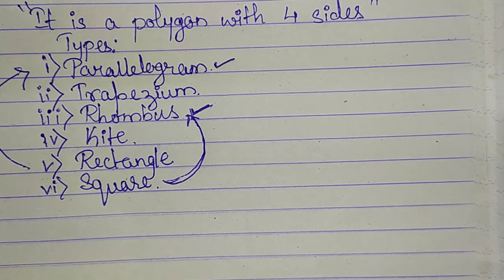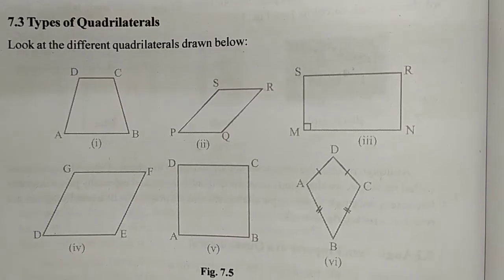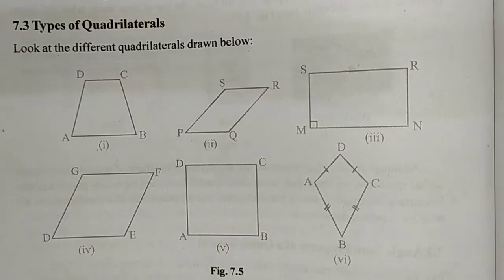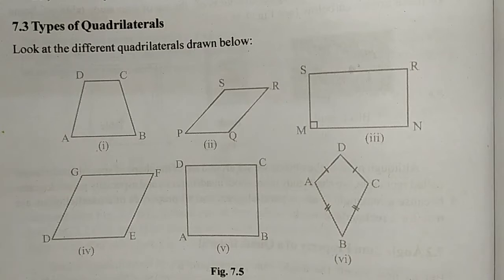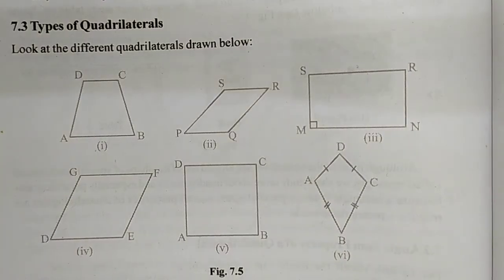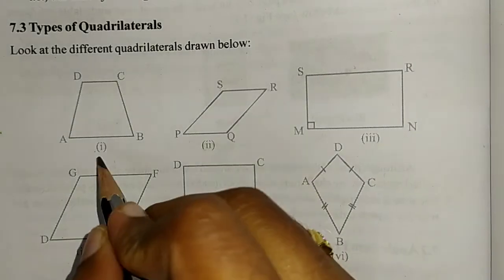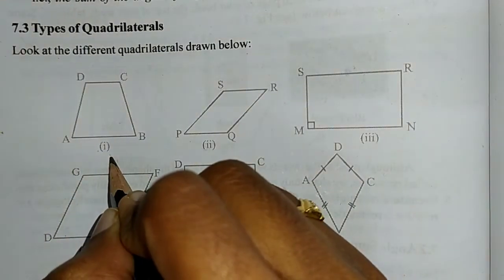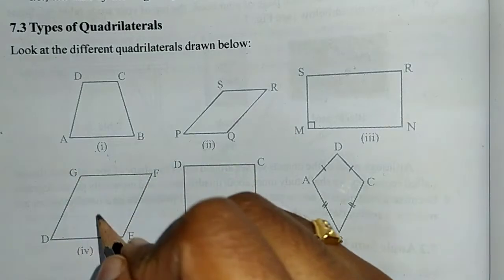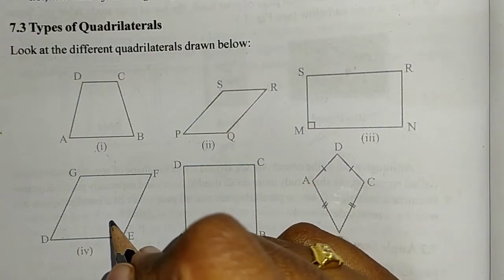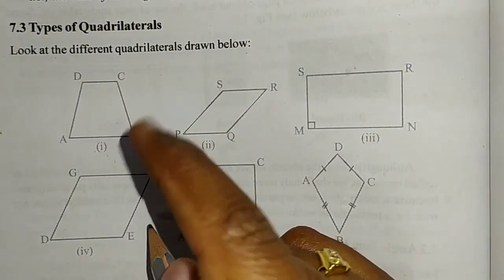So these are the six types of quadrilaterals. First one is parallelogram, second is trapezium, third is rhombus, fourth is kite, fifth is rectangle, and sixth is a square. If you see the figures here, 7.3 types of quadrilaterals, it has been given in your textbook. In this figure, the first figure shows a trapezium. I told you a trapezium is a quadrilateral in which only one pair of sides is parallel.